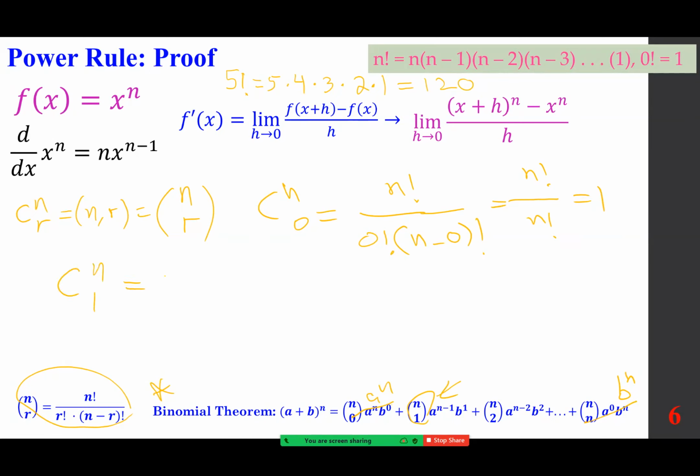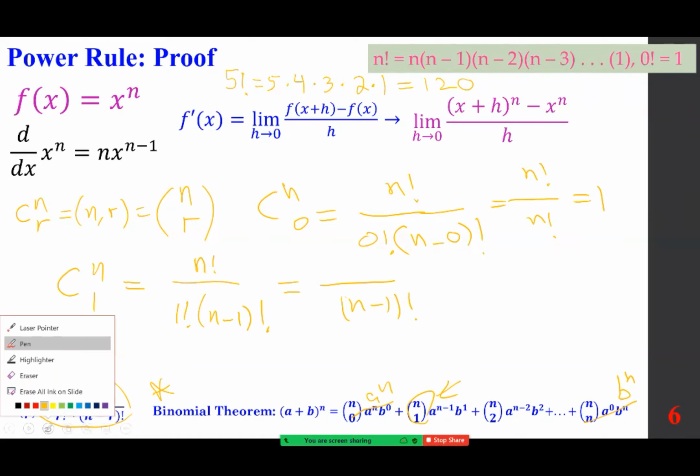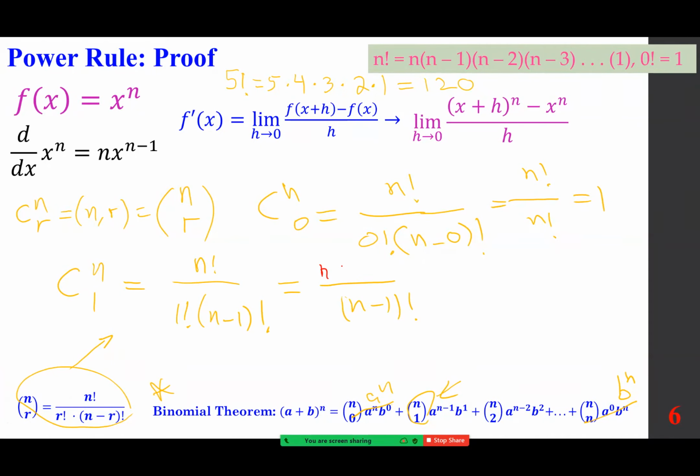I want to look at this one also, C(n, 1), because that actually plays a very important role here. According to this formula, of course, n factorial over 1 factorial times n minus 1 factorial. So as you can see, the denominator is n minus 1 factorial. The numerator is n factorial, which means I'm going to write it as n times n minus 1 factorial, and therefore the answer is n. And you can show that C(n, n) is also equal to 1. I leave it for you to try that. So now let's actually expand and see what happens.